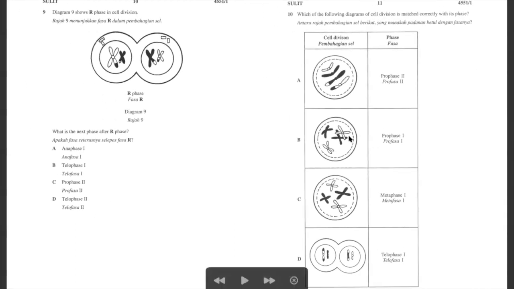Okay, so remember, if you have this kind of diagram, this is definitely prophase 1. Okay guys, so let's continue.